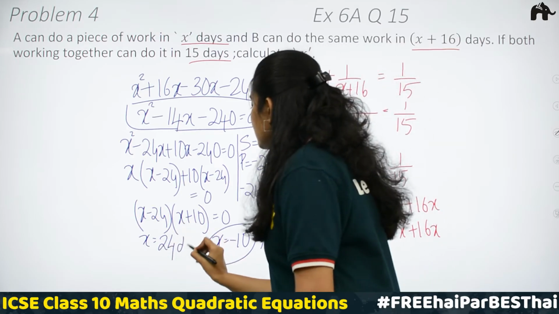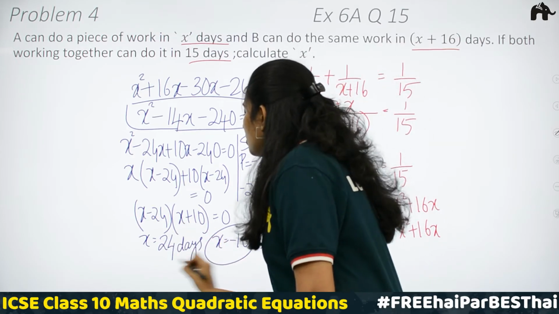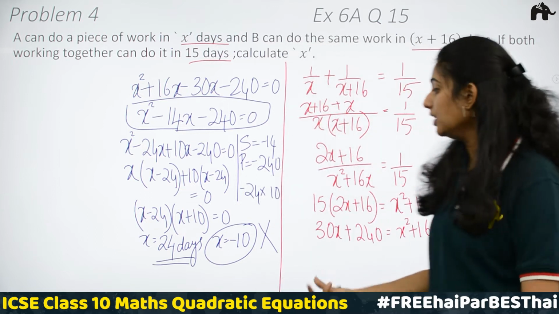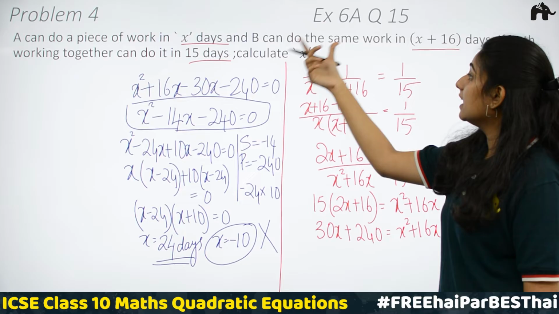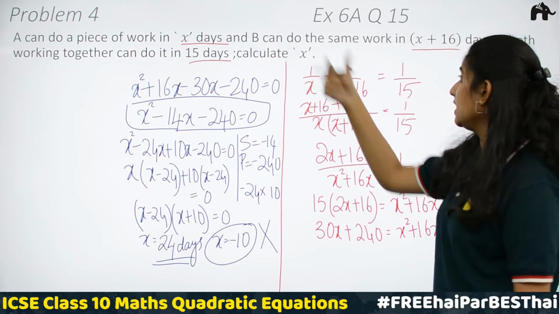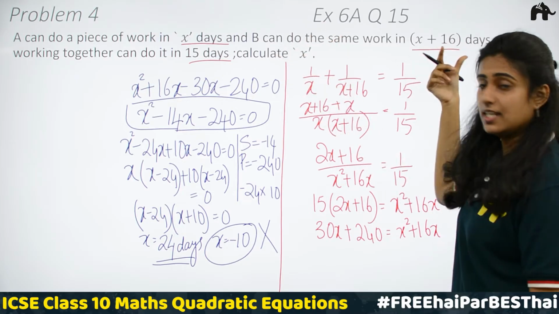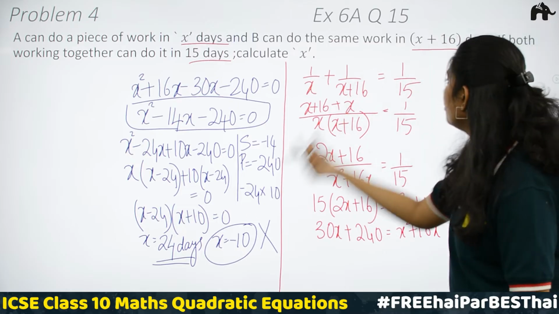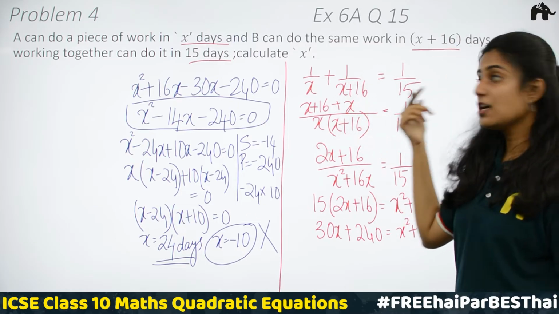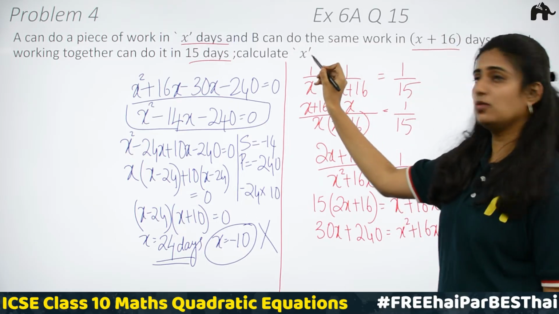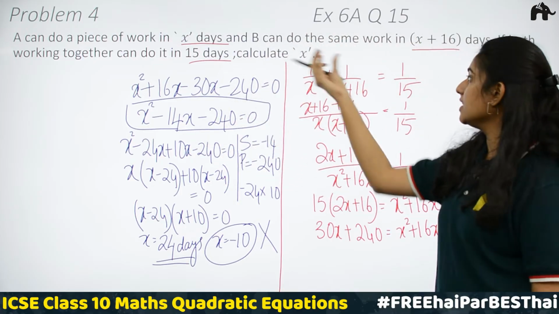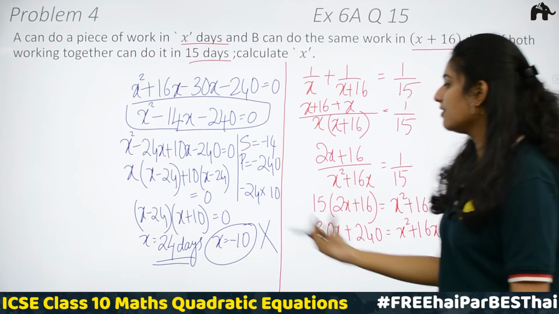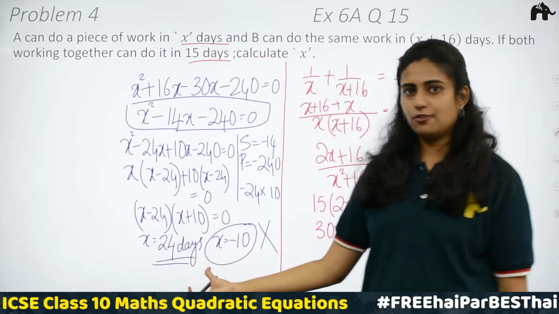That is x is equal to 24 days. Okay, if x is equal to 24 days, then the time taken by b, which is x plus 16, will be equal to 24 plus 16, which is 40. Here we just need to calculate x. They are not asking us to find the time taken by a and b. We just need to find the value of x. We got the value of x is equal to 24 days.